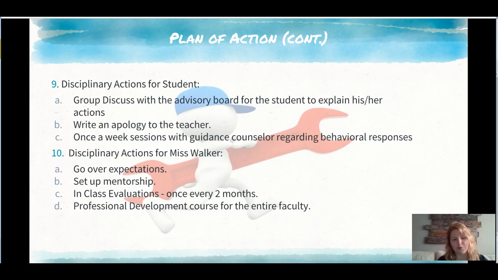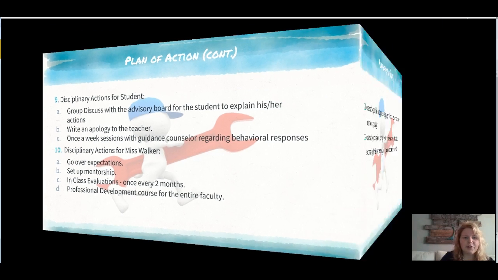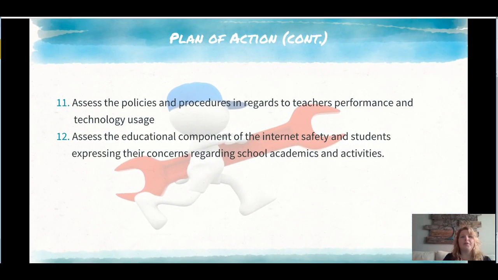And then lastly, I want to provide a professional development course for the entire staff regarding some of these issues, in regards to internet usage and opening emails that are unidentified, and managing the classroom and maintaining that positive environment for the school. My last two plan of actions are more preventative.